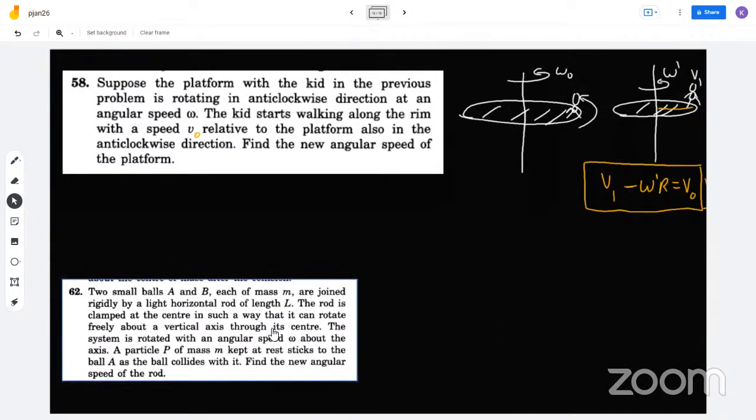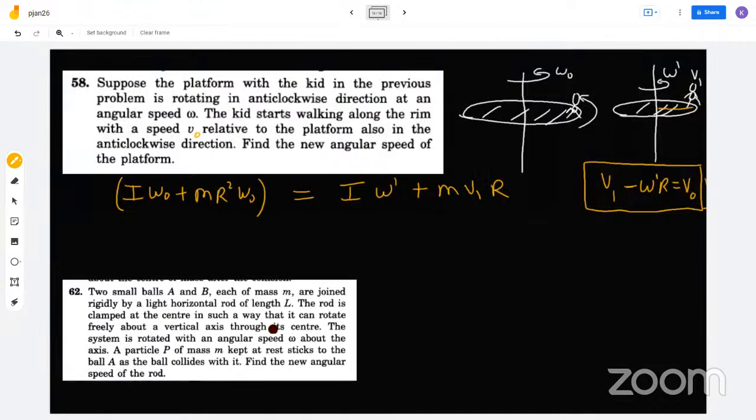So इसमें अगर V वाले क्वेश्चन के लिए इनिशियल एंगुलर मोमेंटम में क्या हो जाएगा, I ओमेगा नॉट, किड का क्या आ जाएगा, m r स्क्वायर ओमेगा नॉट, और फाइनली I ओमेगा डैश प्लस किड का कितना हो जाएगा, m v r, वी कैन राइट, सो m v r, v is v1, r is some r, और v1 की जगह वी कैन राइट नो, v1 is equal to v naught plus omega dash r.